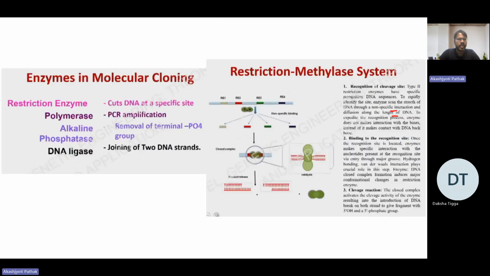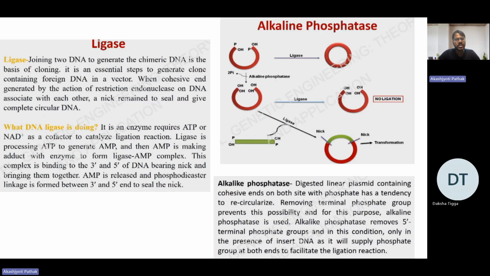Then you have the different enzymes. Polymerase is used for PCR amplification, the most commonly used being Taq polymerase. Then you have alkaline phosphatase, which is required for removal of the terminal phosphate group. DNA ligase is for joining two DNA strands. So what is the function of ligase?